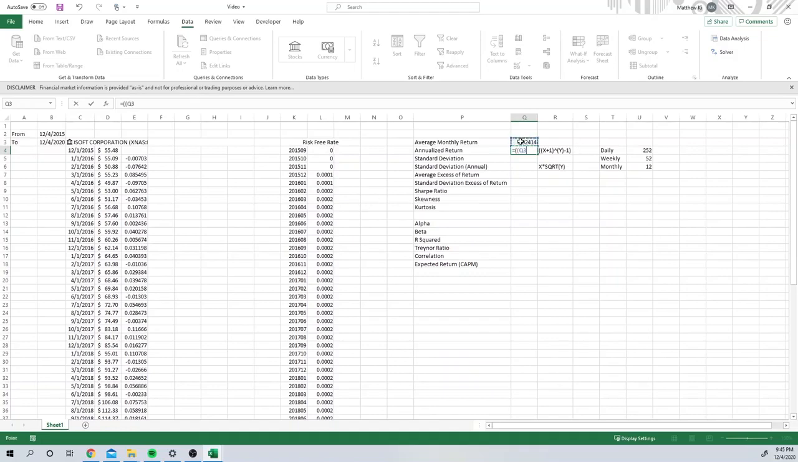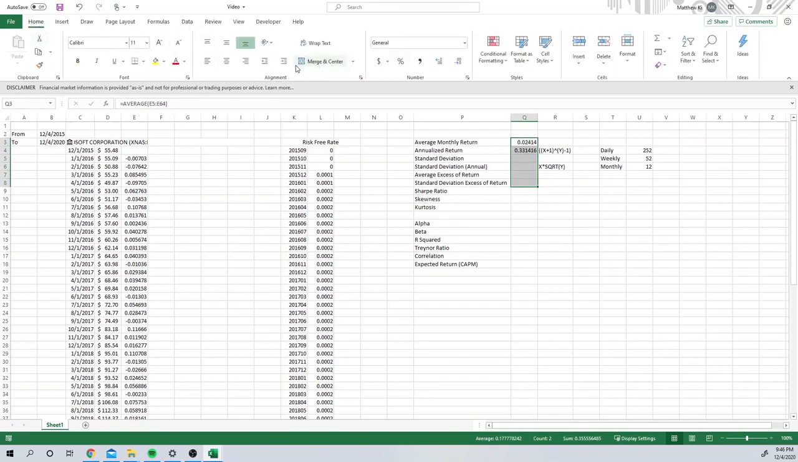This number plus 1, close parentheses, raised to the power of this number, close parentheses. I'm going to add a parenthesis here, and minus 1. All right, so we got a 33% return. These are all percents, so let's hit percent and bring it out.